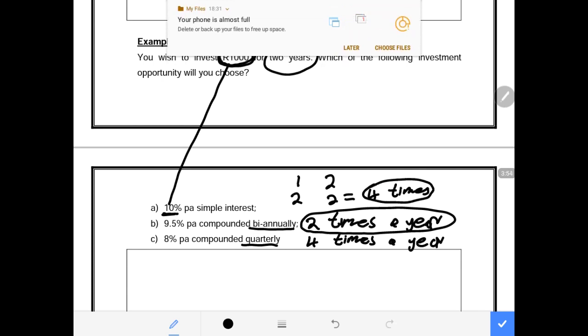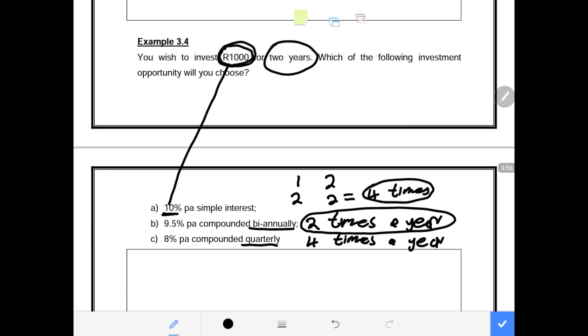Then we come to the last compound, which is compounded quarterly, and we know that there are 4 quarters in a year, meaning the interest will be compounded 4 times a year. That means in year 1 it will be 4 times, and in year 2 it will be 4 times. That means over the period of 2 years, the interest will be compounded 8 times. So this is very important also to highlight.